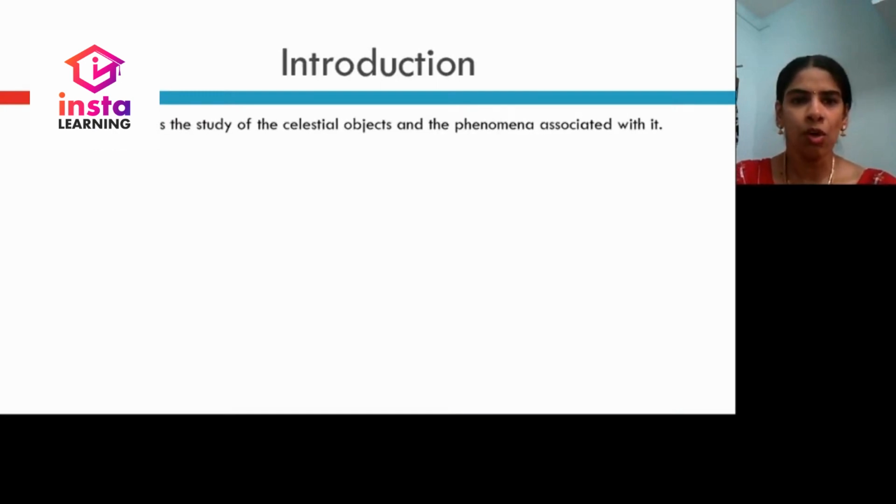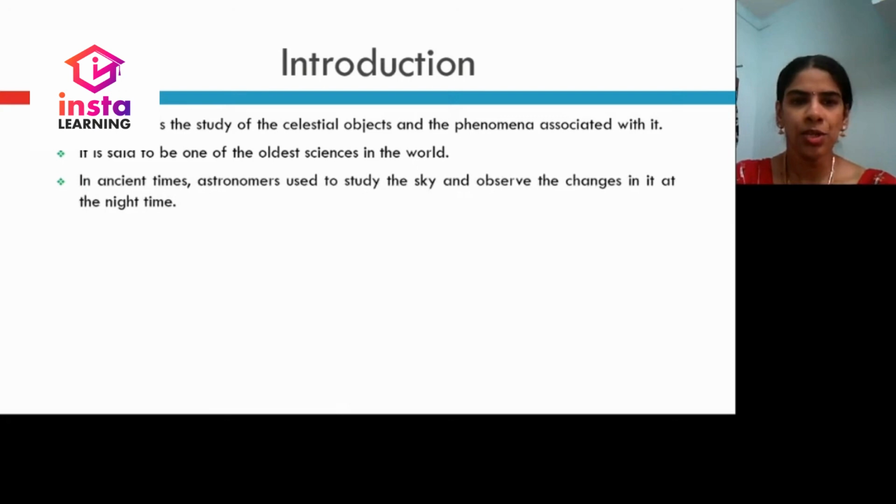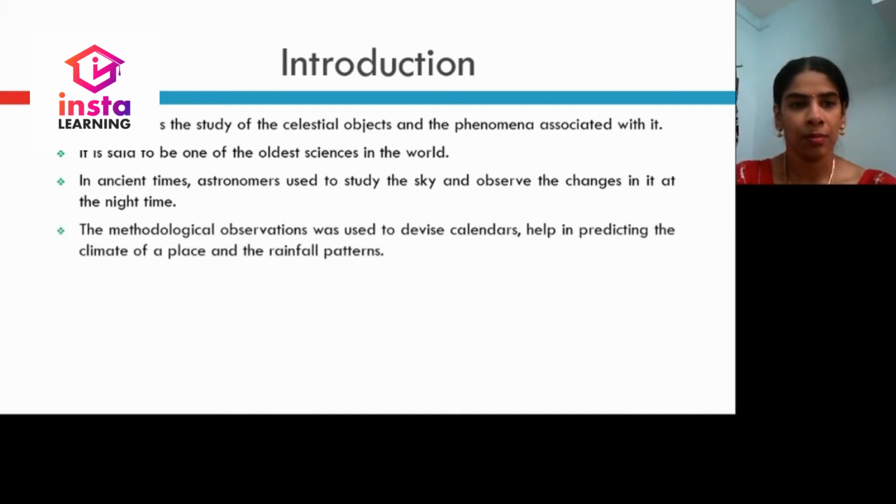Astronomy is a study of celestial objects and the phenomena associated with it. It is said to be one of the oldest sciences in the world. In ancient times, astronomers used to study the sky and observe the changes in it at the night time. The methodological observation was used to devise calendars, help in predicting the climate of a place and the rainfall patterns.